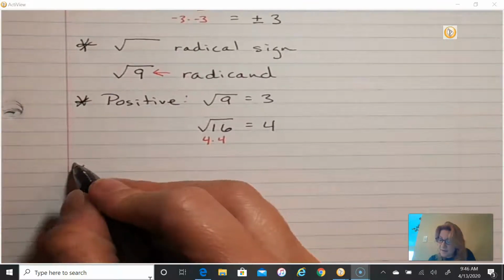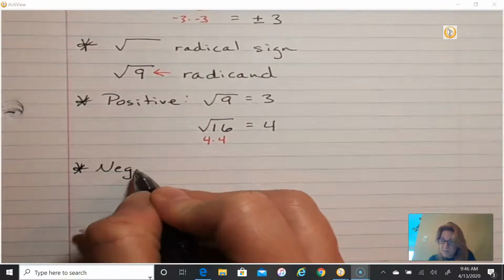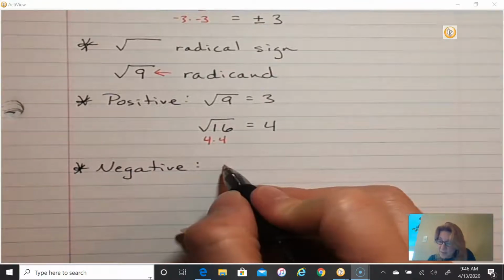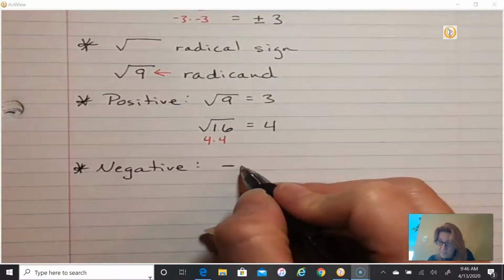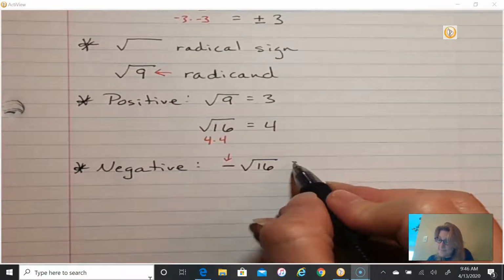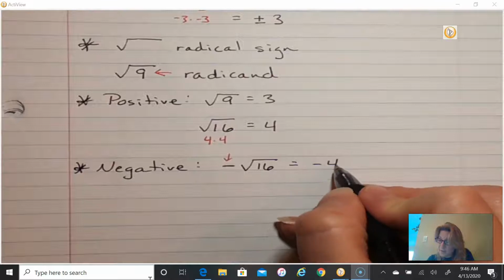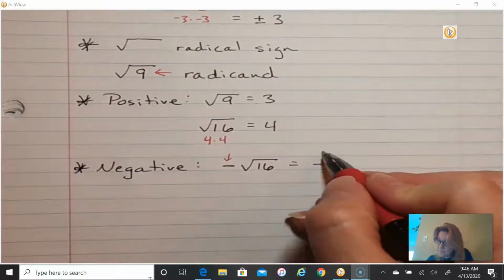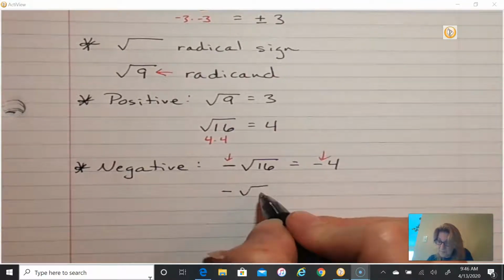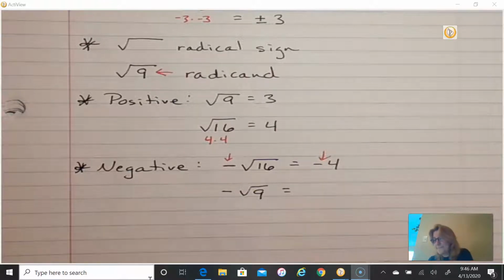If you have negative, watch this. You have a negative outside that. See this negative right here? That would be -4. The negative needs to be on the outside. What would that be?